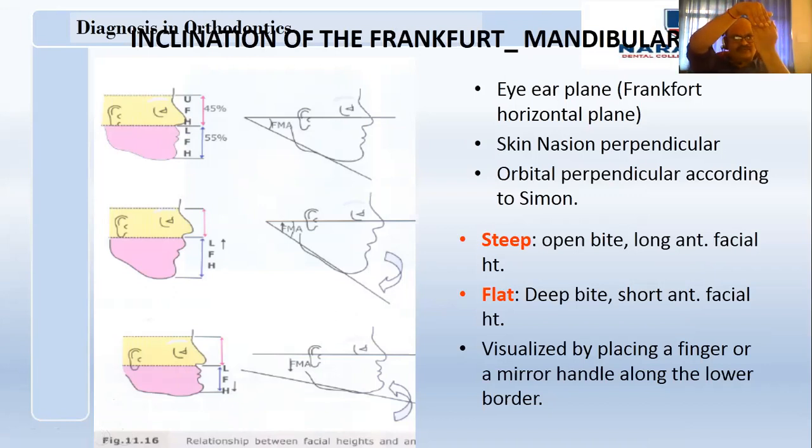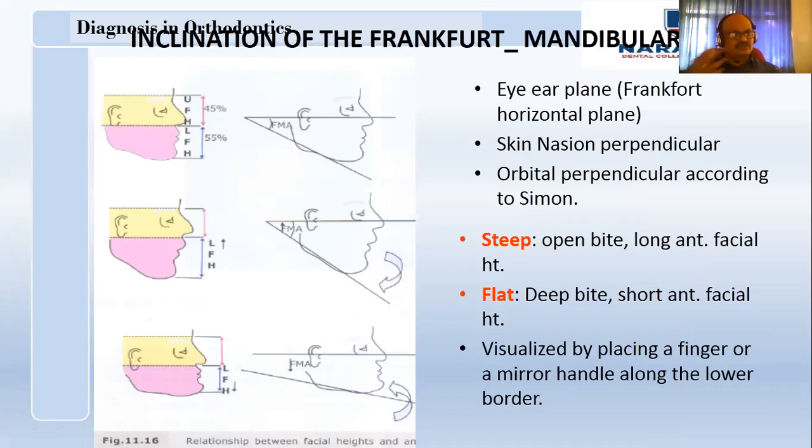Can you see when the lower facial height is decreased? What happens to the mandible? The mandible is rotating upwards. When the mandible rotates upwards, what is happening to the bite here? Can you see it? The bite is deepening. This gives rise to deep bite.